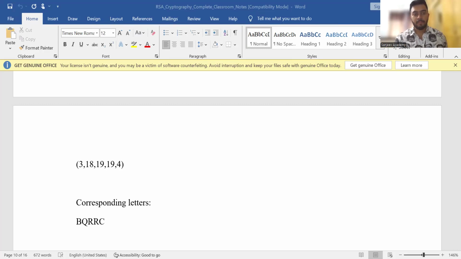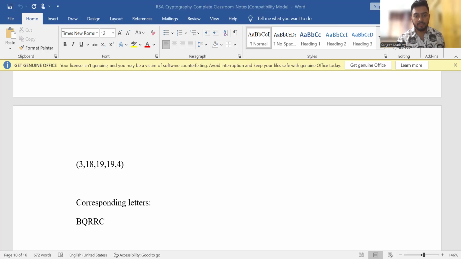Coming to this, so C is equal to M power E mod n, where C is the ciphertext, M is the message, E is the public key exponent, N is the modulus in this example. In the example what I took, okay. And guys, I'll be sharing the PDF also, so you can go through the same in parallel. So same example, E is 3, N is 33. We did 11 and 3, right? The same example. 11 times 3 is 33.